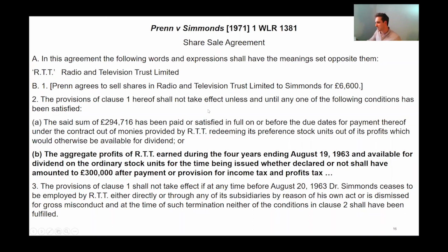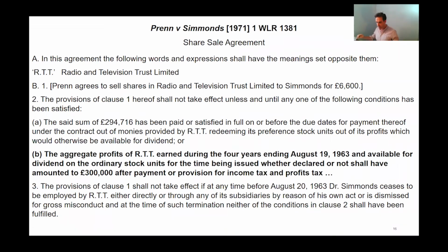There was also an argument that aggregate profits was defined in the company's legislation to mean profits of a holding company, but that you don't necessarily just apply a definition from legislation in construing a contract. So the main argument that Pren relied on was that RTT was defined to mean Radio and Television Trust Limited. That would ordinarily be a very good argument. However, Clause 3 seemed to use the term RTT as referring to the RTT Group because it referred to Dr. Simmons being employed by RTT either directly or through any of its subsidiaries. So that weakened Mr. Pren's linguistic argument.